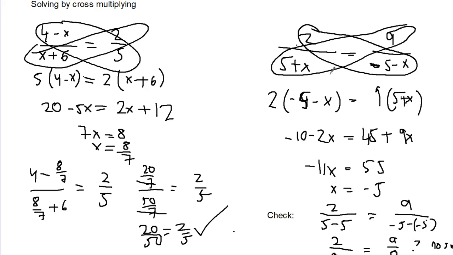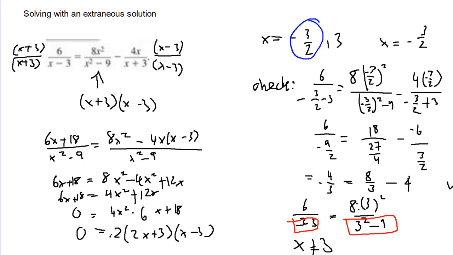But this equation has a solution. The solution is negative 5. However, when you put the solution in, you actually don't get any solution because they're both over 0, which is undefined. You can't do that. So you've got to check your solutions every single time, right?